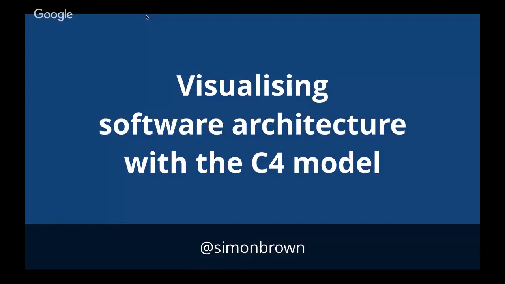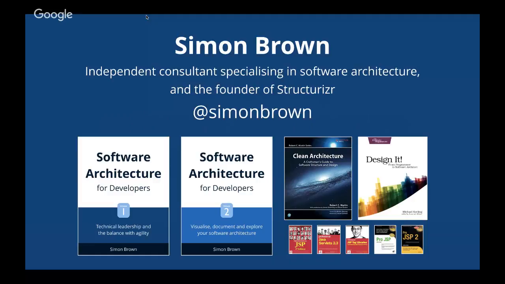So this session is going to be about software architecture and specifically visualizing software architecture with something I created called the C4 model. For those of you who don't know me, I'm the author of a bunch of books. Most recently, I've created a couple of books called Software Architecture for Developers. I also contributed something to Uncle Bob Martin's Clean Architecture book recently. And way back in the past, I wrote some Java books that we don't talk about anymore. So I'm an independent consultant now specializing in software architecture.